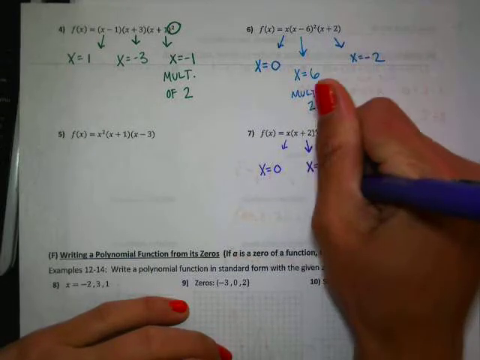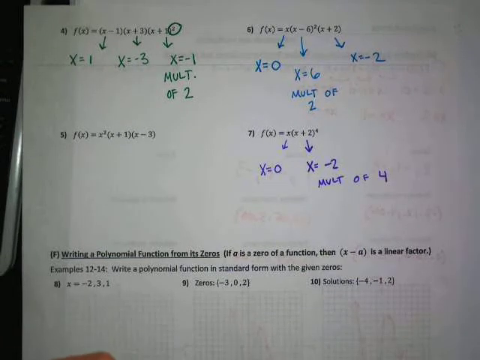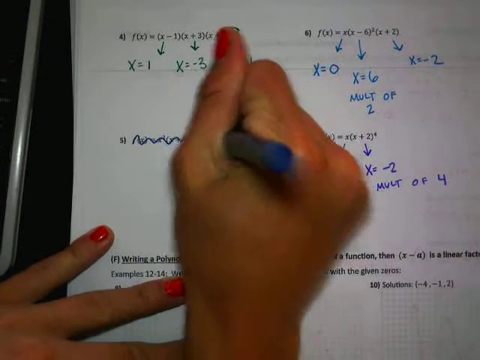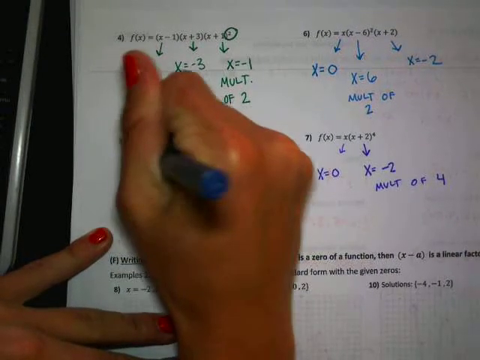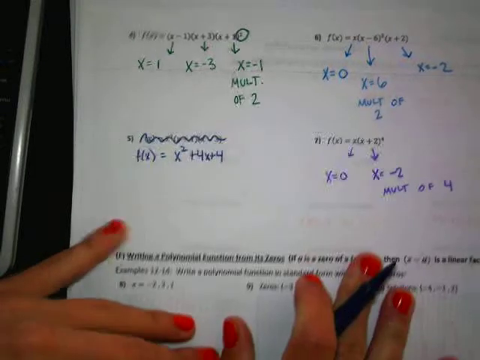-2 with a multiplicity of what? Good, of 4. I'm actually going to change 5. I don't like it. We're going to change it. X squared plus 4x plus 4.